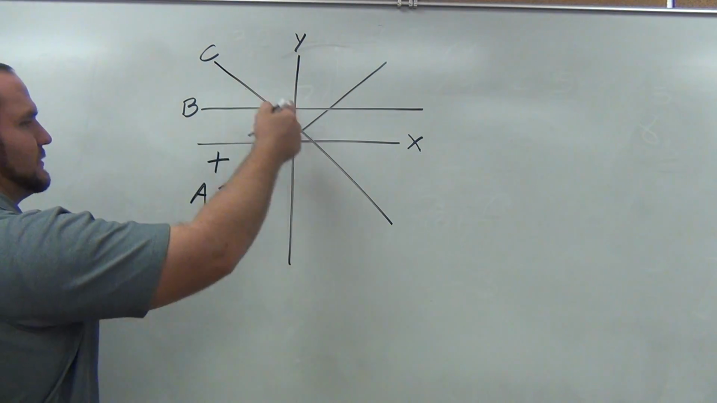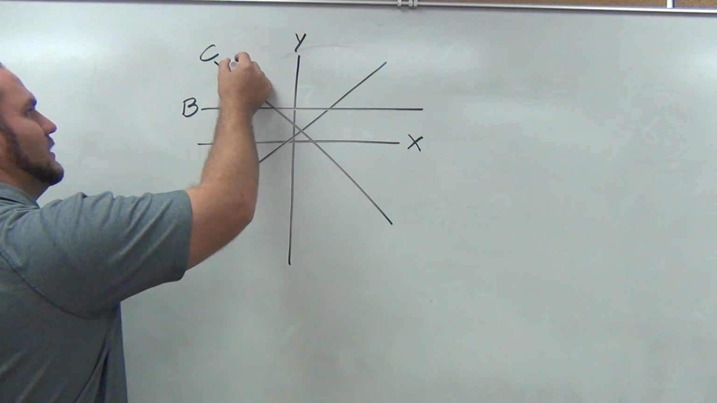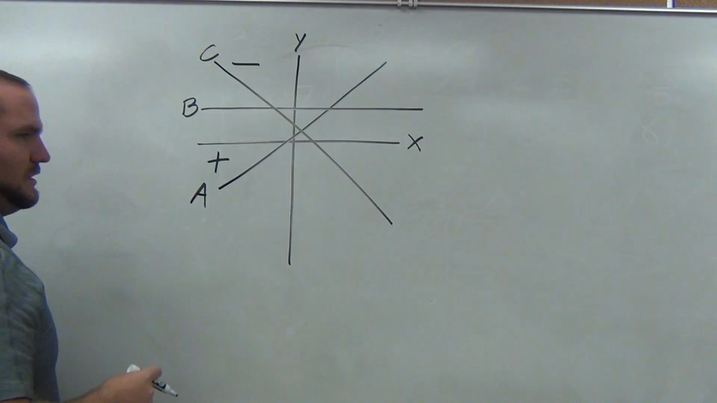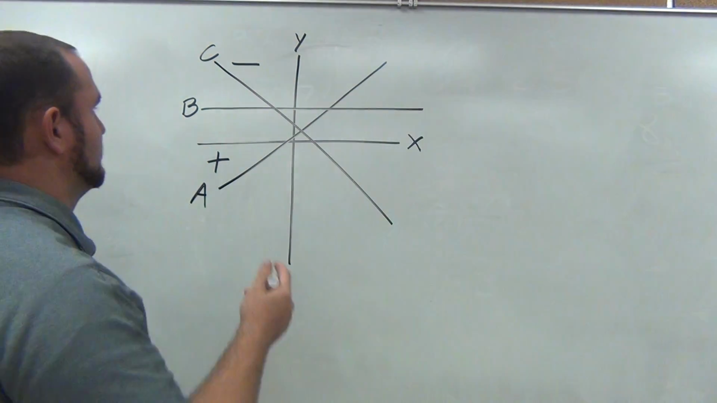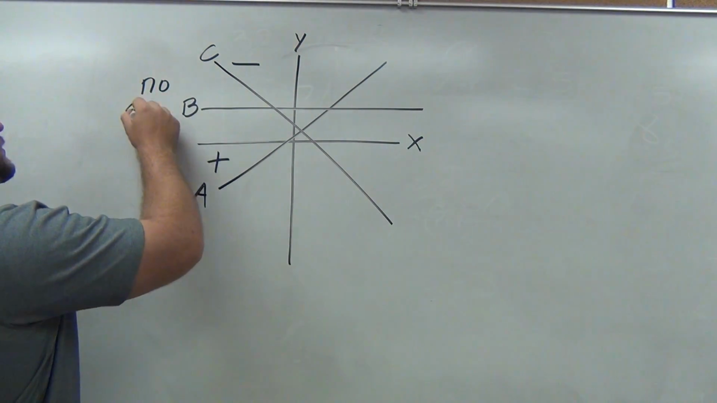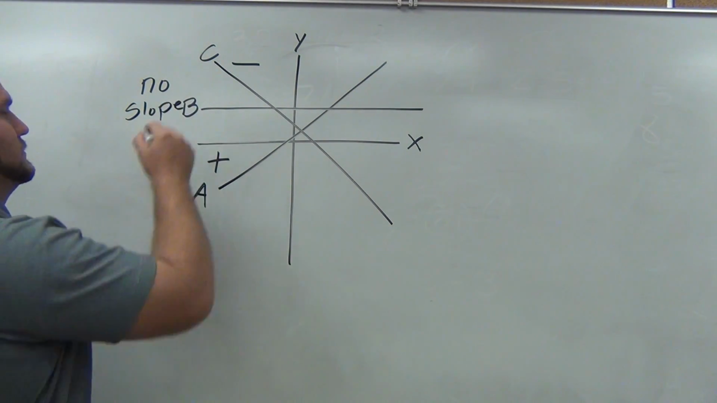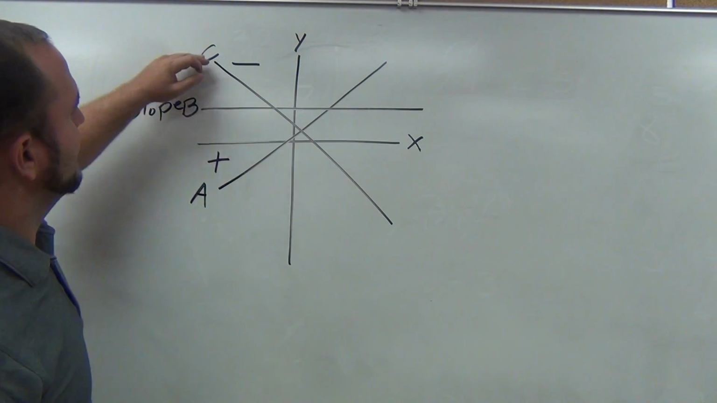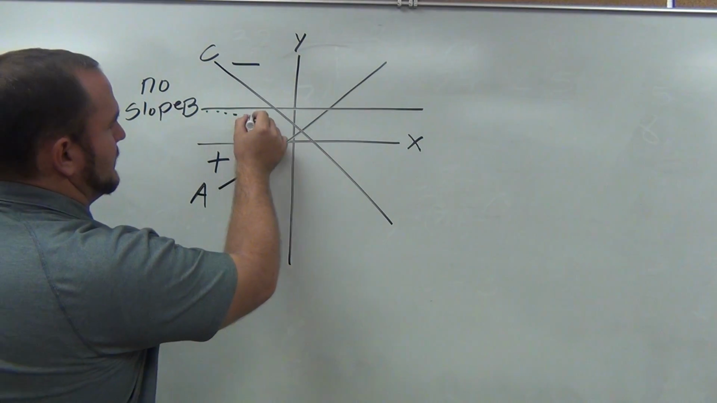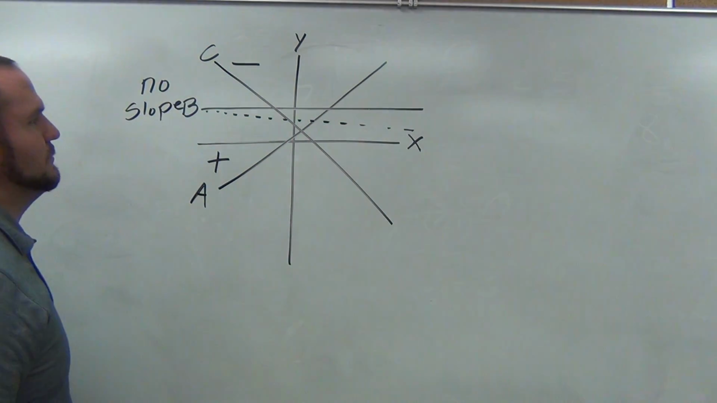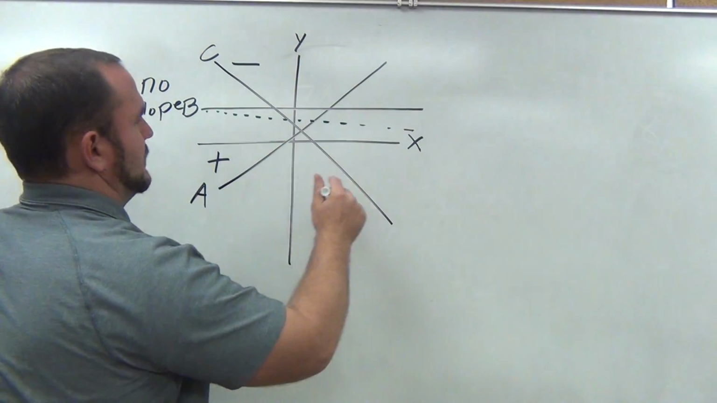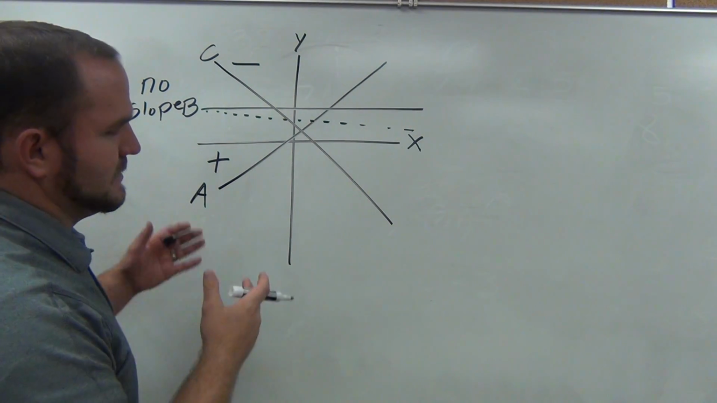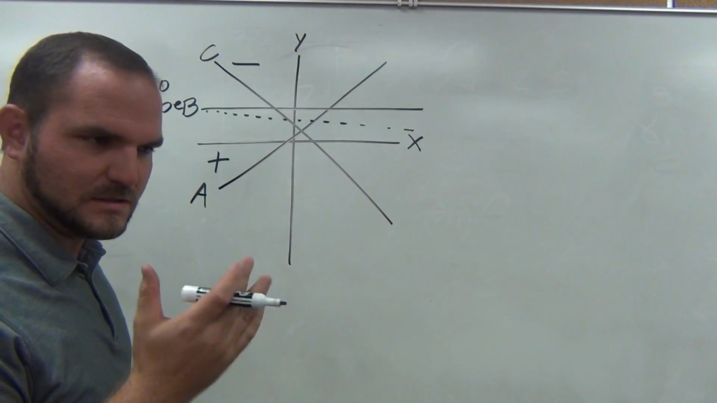Line C, from left to right, should be a negative slope because it's going down from left to right. Line B, there is no slope. So line B, no slope, there's no change. Even if it went down just a little bit, there would still be a negative slope. So this one, no slope. A is a positive slope, and C is a negative slope. Those are things you can visually tell pretty quickly.